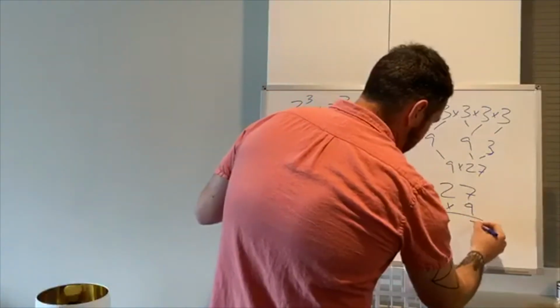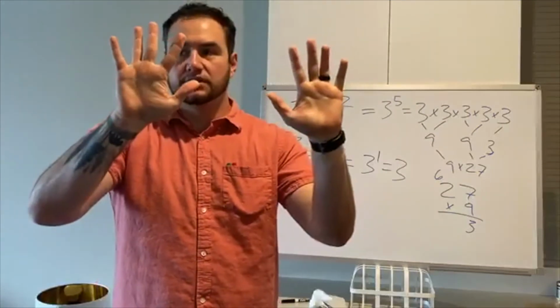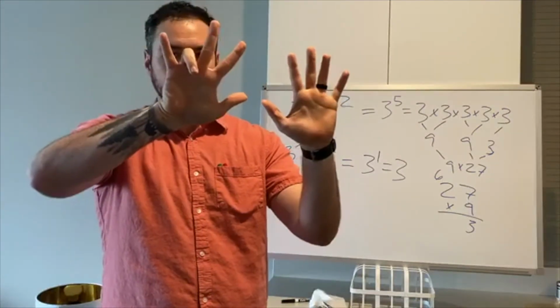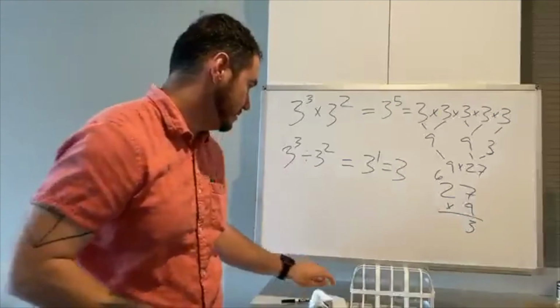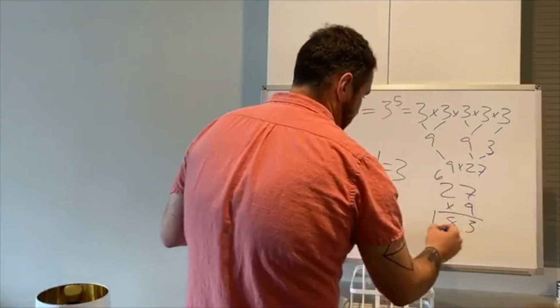So you drop the 1s, carry the 6, and 9 times 2, we count over 2, 9, 1, 2, and that's going to be 1 and then 8, so 18. So you drop the 8 and the 1. So the answer is 183.